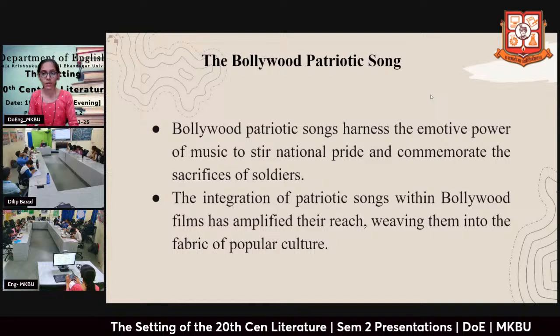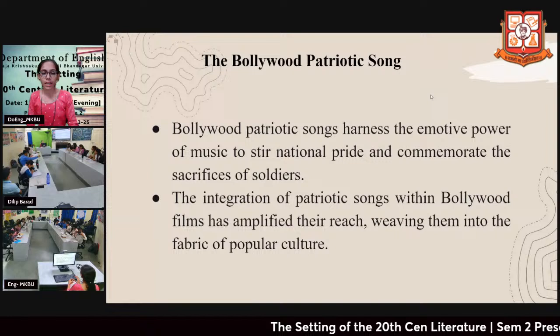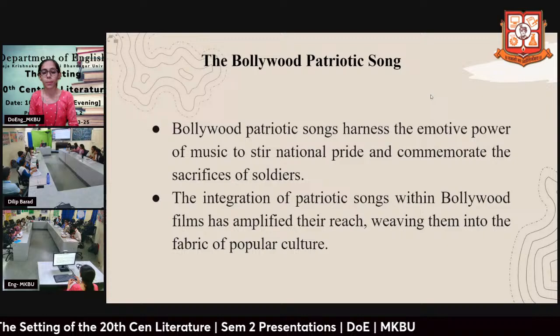The second, Bollywood patriotic song. Bollywood patriotic songs harness the emotive power of music to state national pride and commemorate the sacrifice of soldiers. The integration of patriotic songs within Bollywood films has amplified their reach, weaving them into the fabric of popular culture.